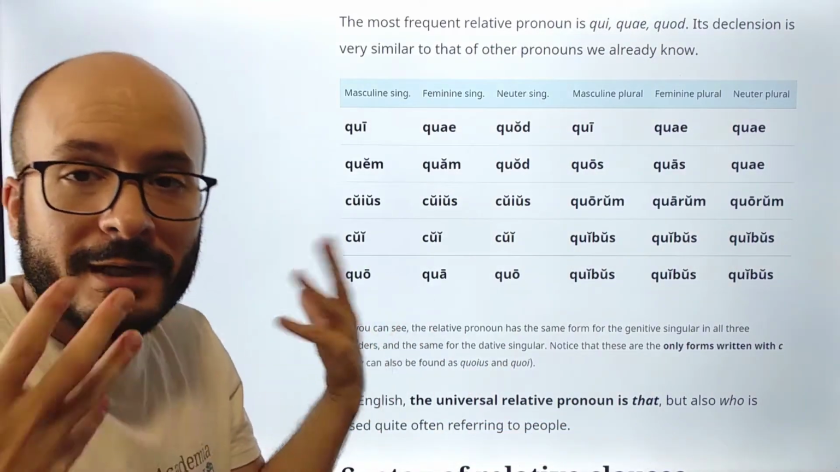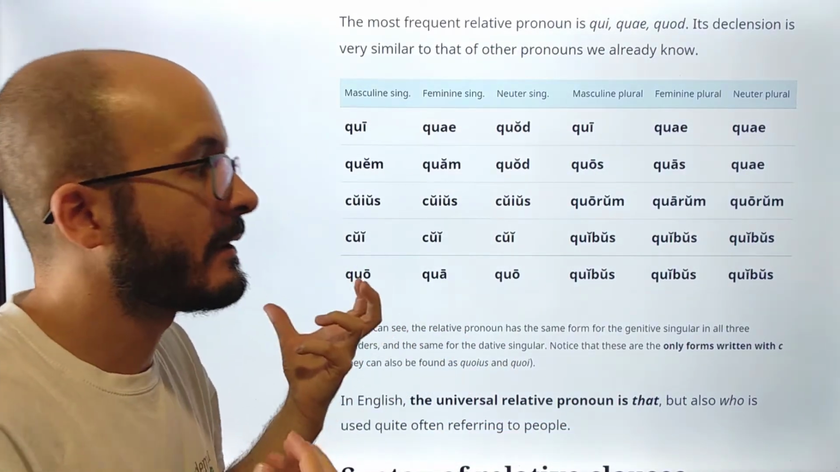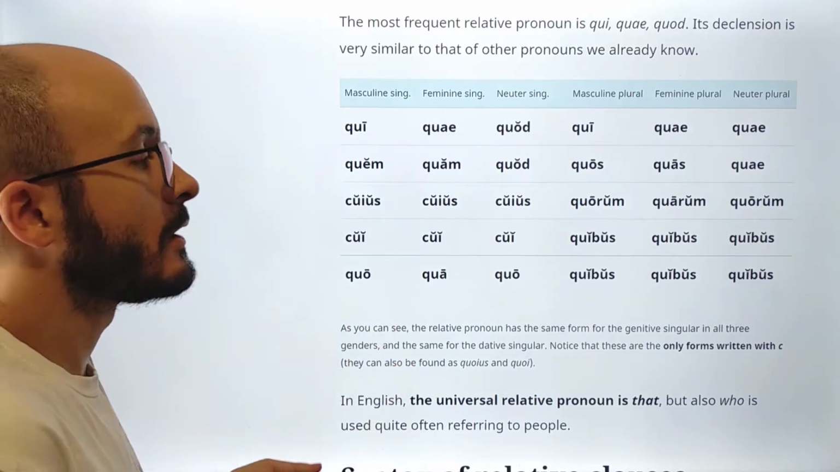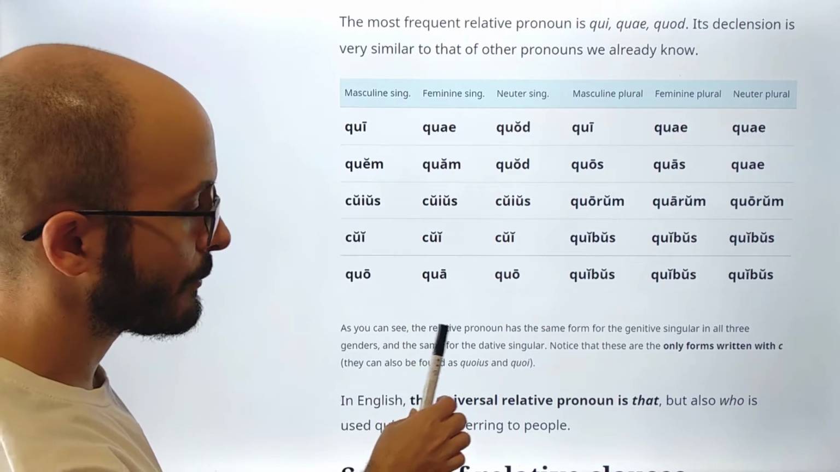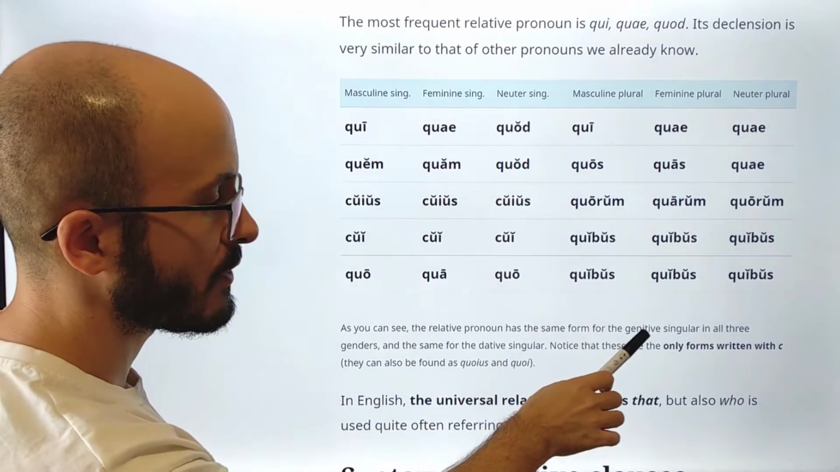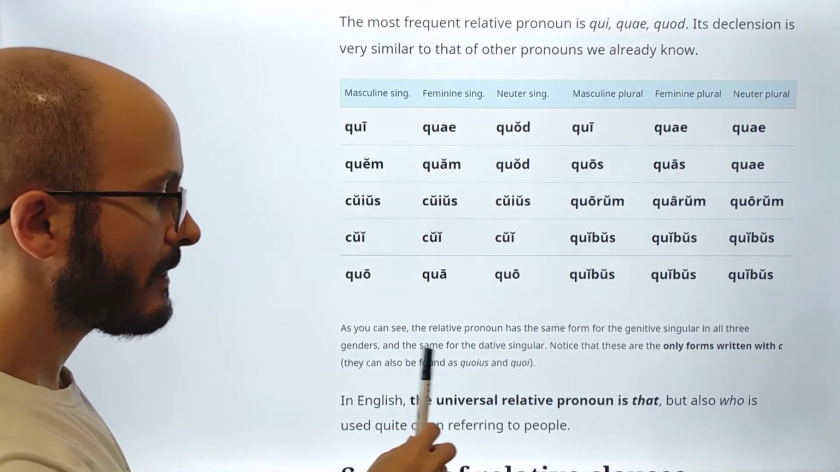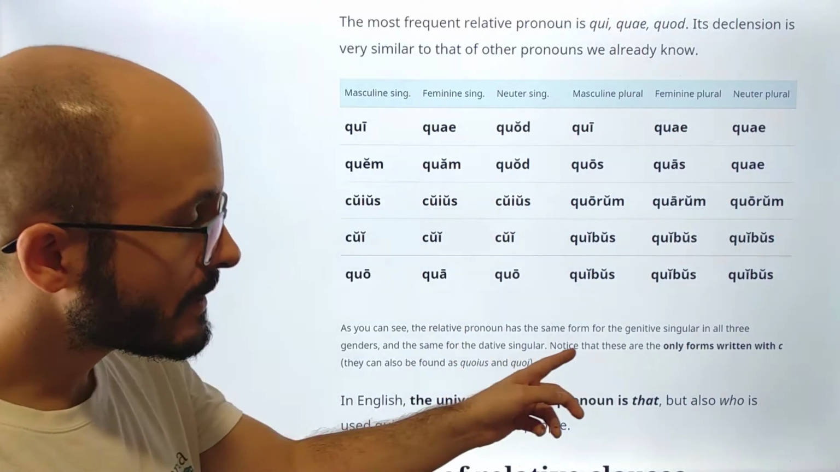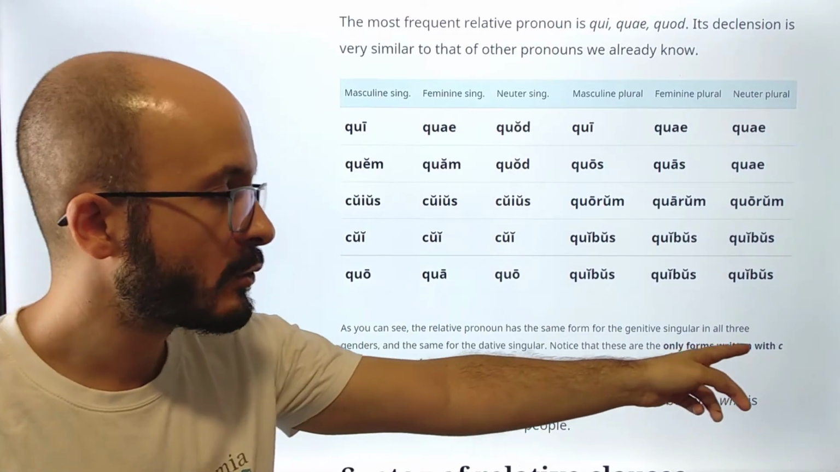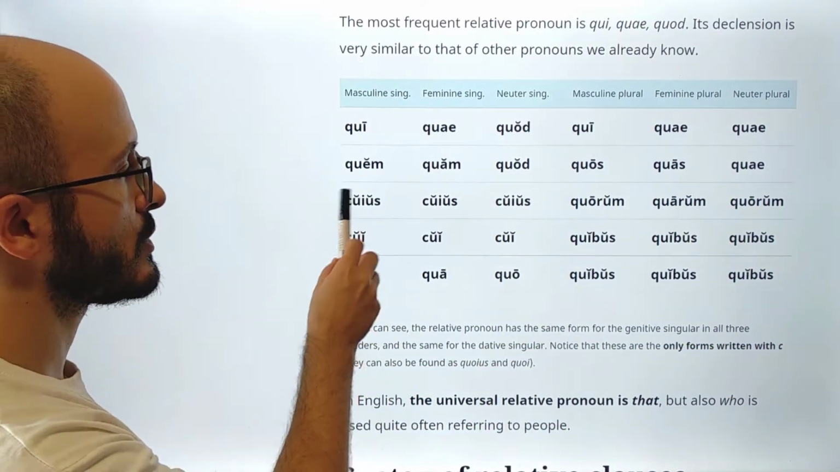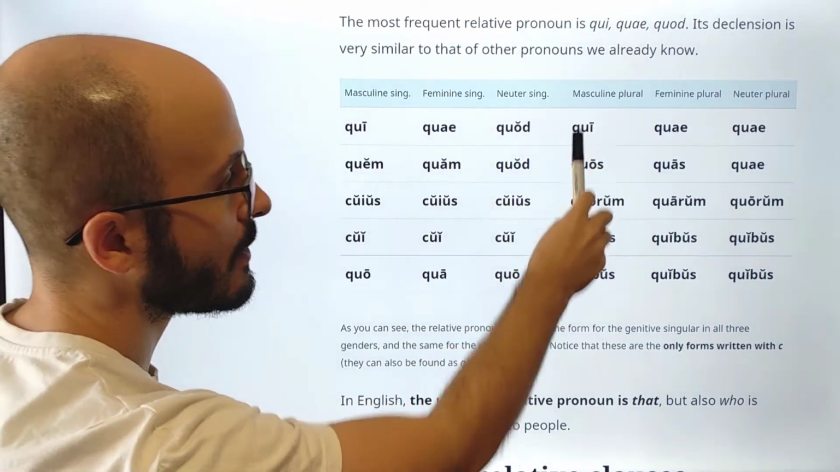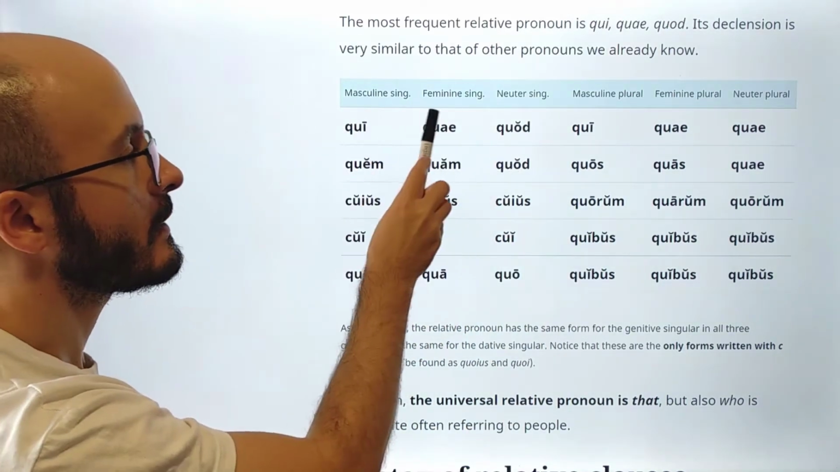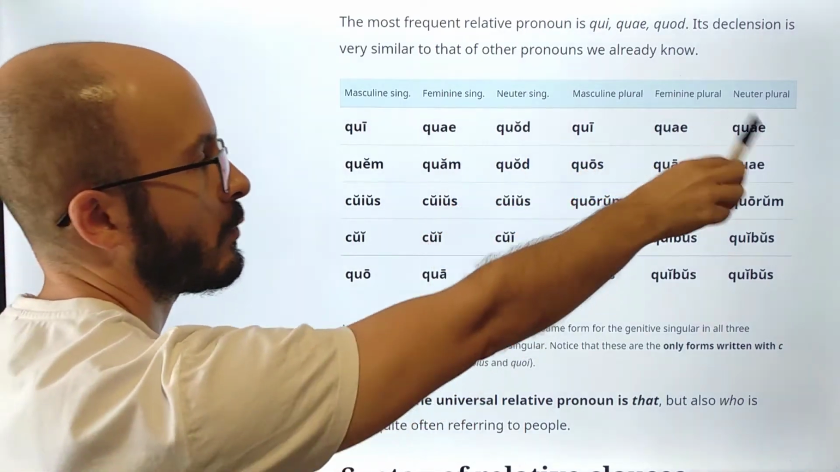Like you already know many tables, so it is not so hard. There are many things in common with other tables. Then, as you can see, the relative pronoun has the same form for the genitive singular in all three genders, and the same for the dative singular. Notice that these are the only forms written with C. Like you see that it's always Q. So qui, quae, quod, qui, quae, quae, etc.